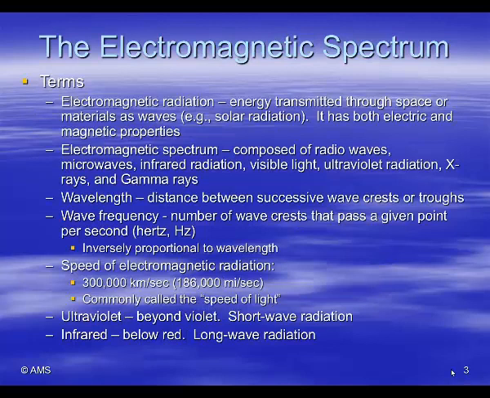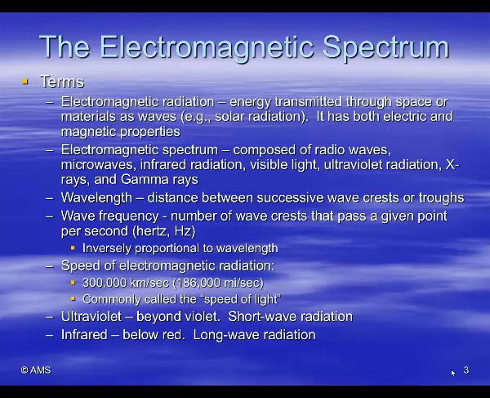So first we need to make some definitions. The first one is electromagnetic radiation. That's energy transmitted through space or materials as waves, and it has both electrical and magnetic properties. So if we see light, that's an electromagnetic wave. We'll also talk about the electromagnetic spectrum. Light is one form of electromagnetic wave.